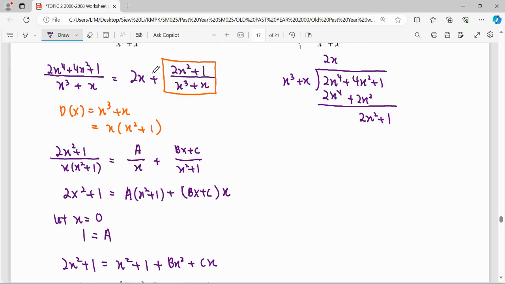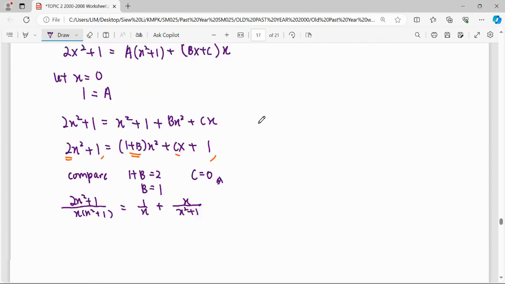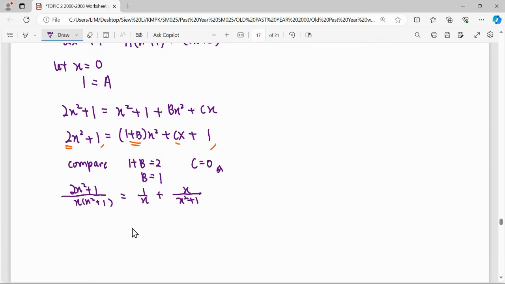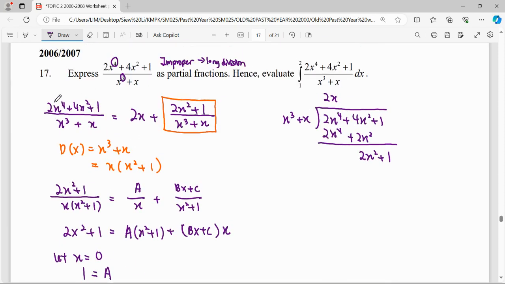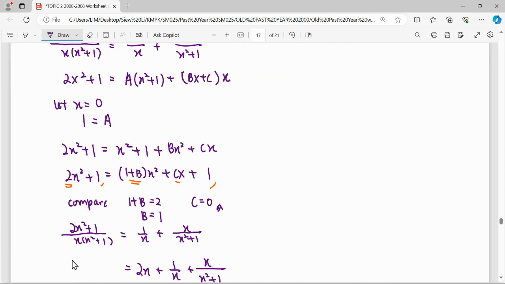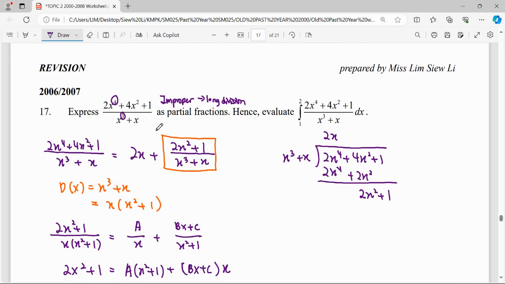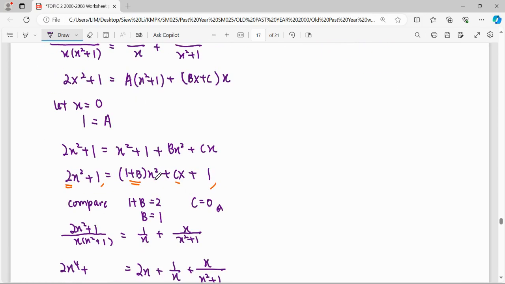So for the complete fraction, it will be 2x plus the remainder part, and this comes from the complete fraction, which is our question here, 2x to the power 4, 4x squared plus 1.